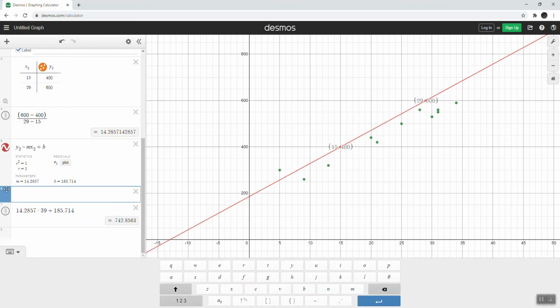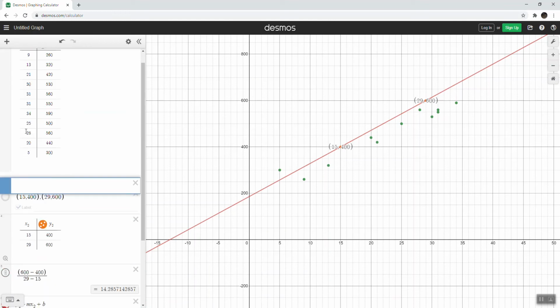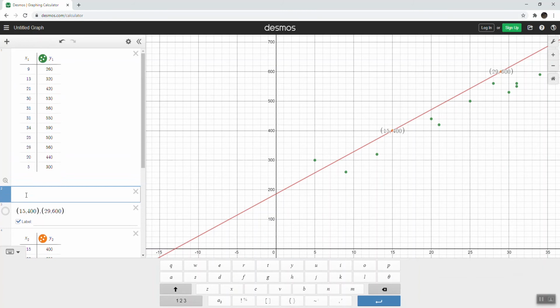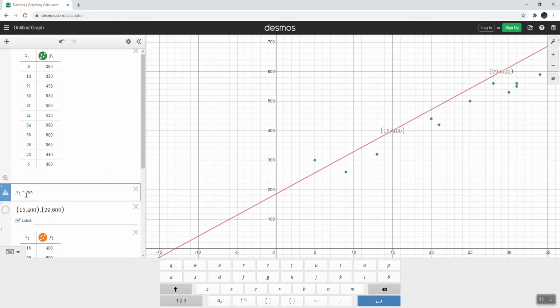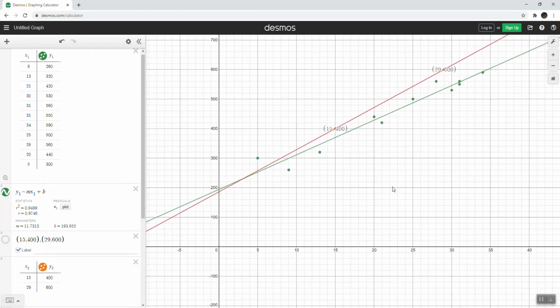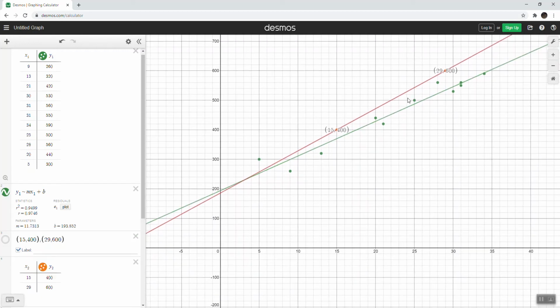So let's put an expression in here. I'm going to move it right up by these. Now, when you work with Desmos, you have to keep track of the labels in your table. So I've got an x1 and a y1 in the table I want to perform the regression on. So I need to do y1 tilde m x1 plus b. There is the line of best fit for these data. Now you can see it's quite different from the red line that I proposed was a good line. And the points all seem to be closer to this green line than my red line.